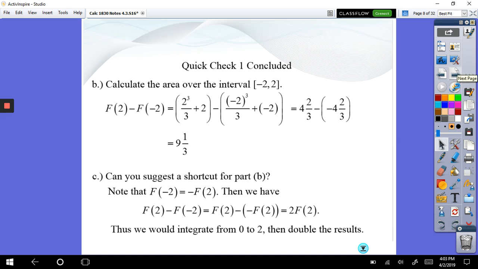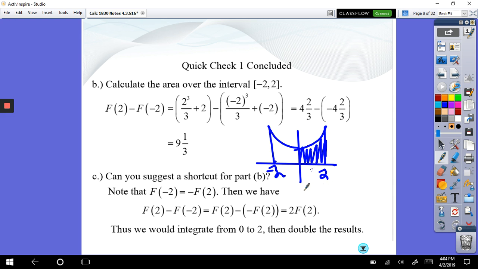If you wanted to go from negative 2 to 2, you'd put in 2, put in negative 2, subtract, boom. Shortcut: this is a symmetrical graph. So from -2 to 2, it's symmetrical, so you could just find one of these, from 0 to 2, and multiply it by 2. That could be a shortcut.